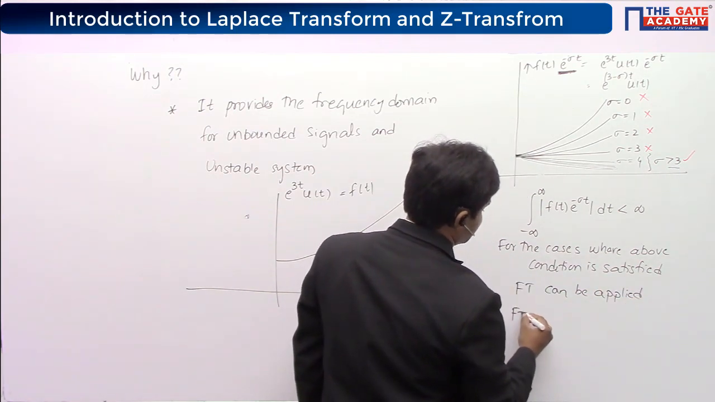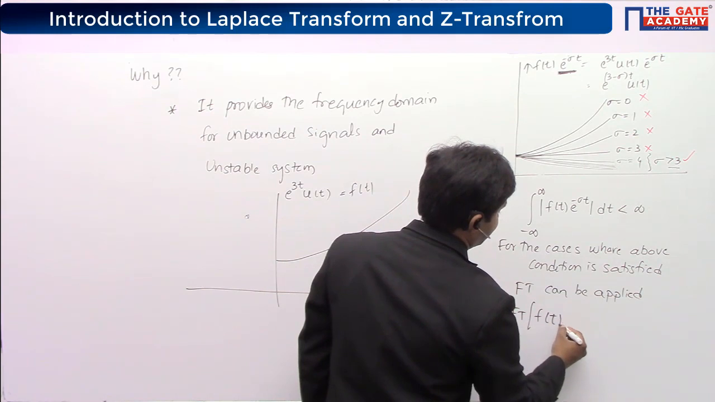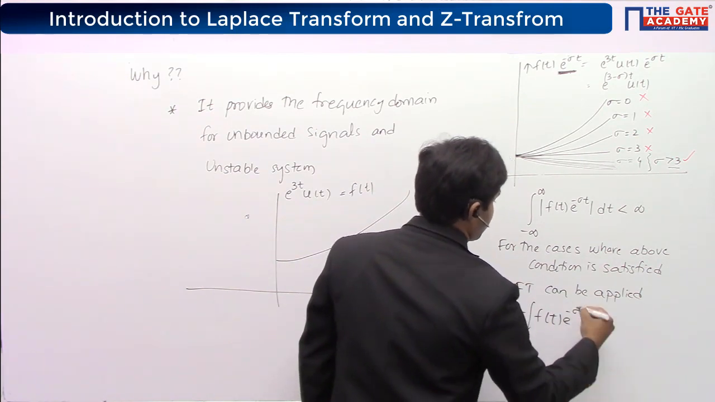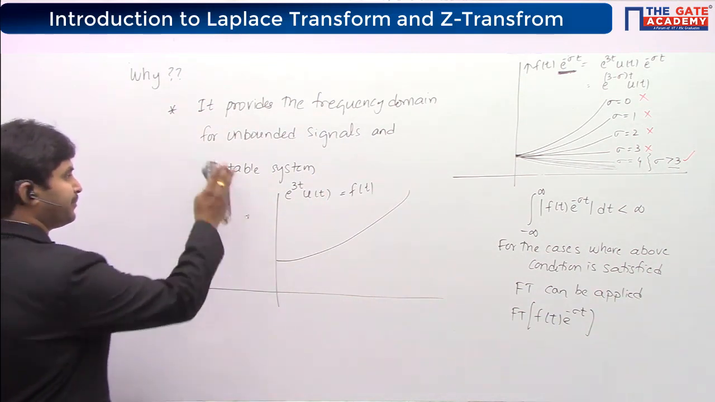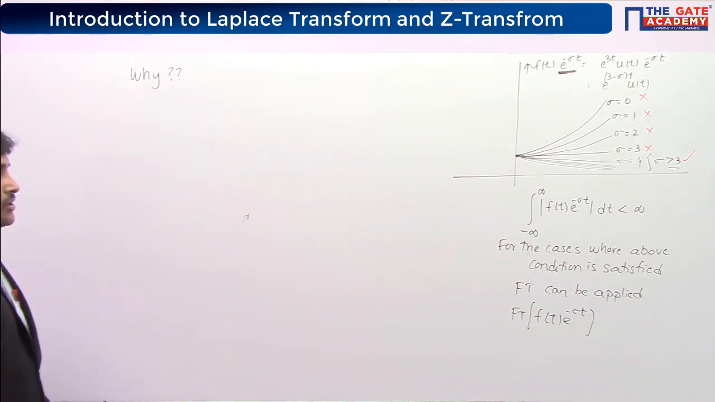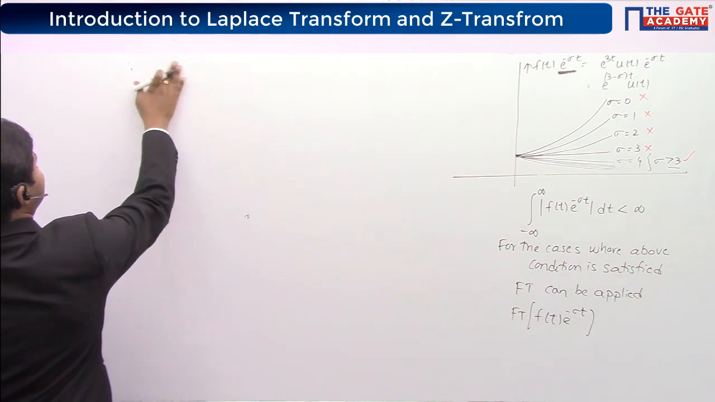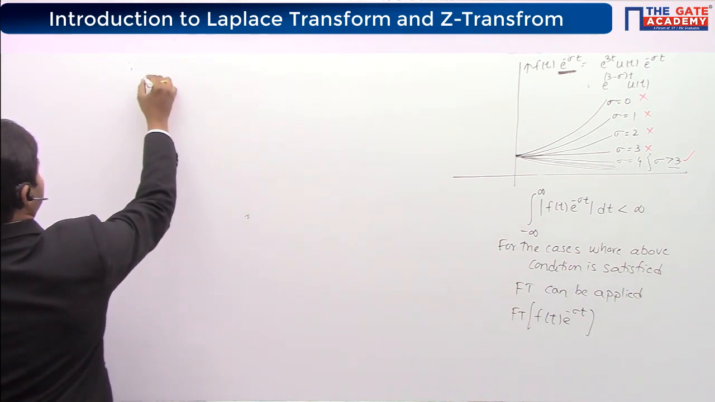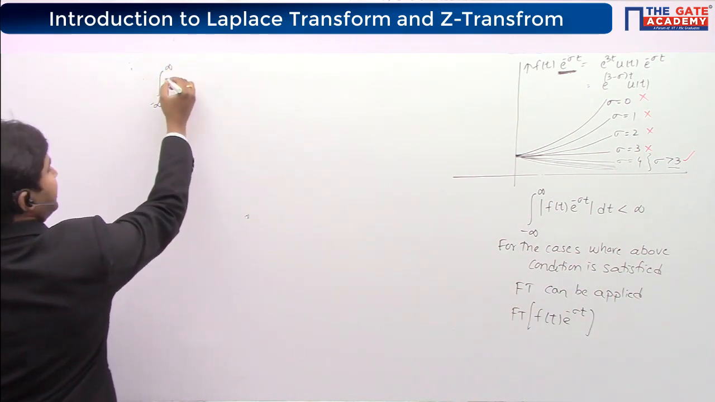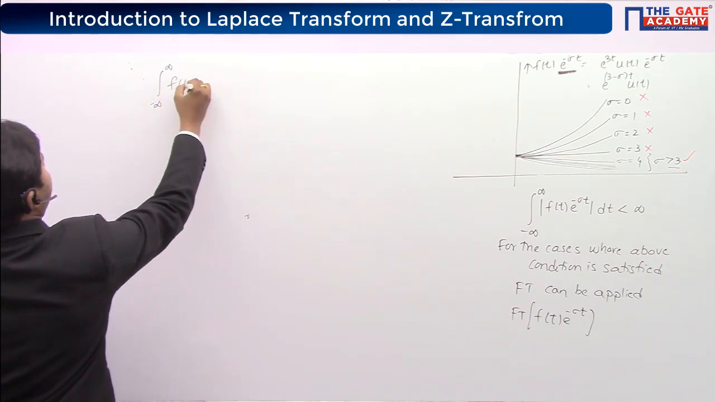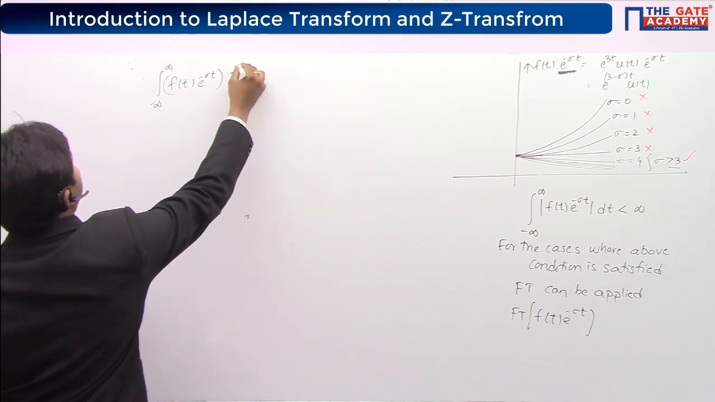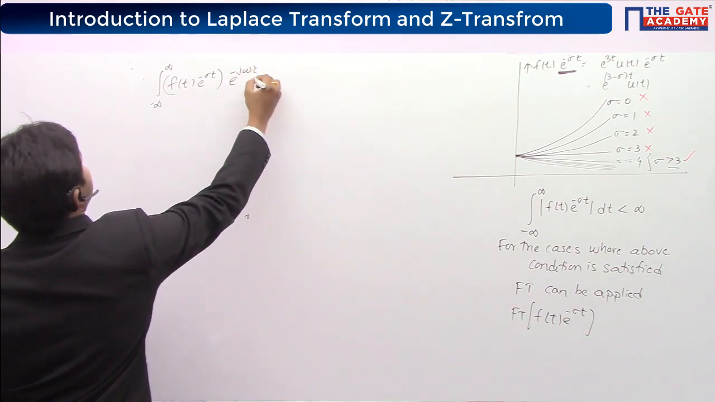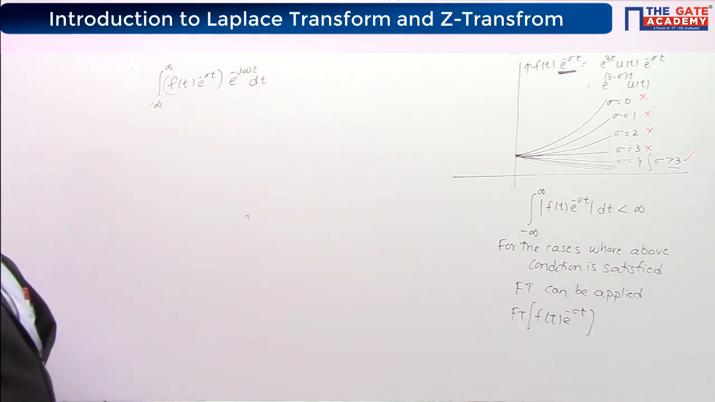So I will apply the Fourier transform for f of t e power minus sigma t. So what I will have here is the integral from minus infinity to infinity of f of t e power minus sigma t, which is the function for which I am applying the Fourier transform, times e power minus j omega t dt.